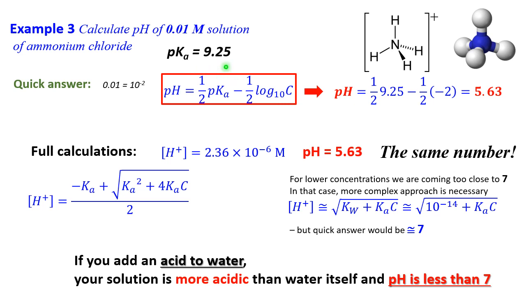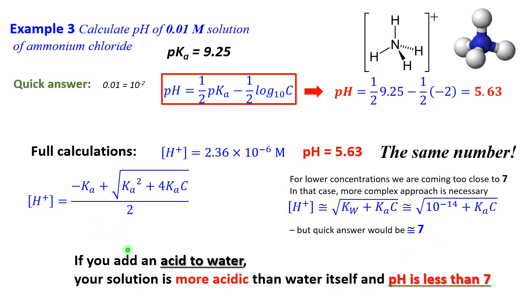Now, what if I take a lower concentration of ammonium? For lower concentrations, we are coming too close to 7, to neutral pH. In this case, a more complex approach is necessary. There is a simple equation. Instead of the square root of Ka times C, I need to take the square root of 10 to the negative 14 plus Ka times C. We'll look at this equation later on. But the quick number will be pH is approximately 7.